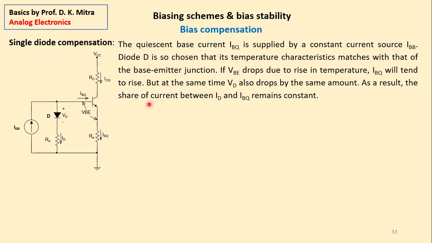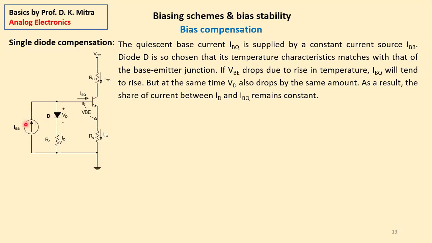Now, how it works. Suppose we have seen earlier that when the temperature rises, this VBE junction voltage drops. So, if VBE drops due to rise in temperature, then what happens? IBQ will tend to rise because the resistance of this path decreases, so VB drops, and IBQ will tend to rise. But at the same time, the VD also drops.